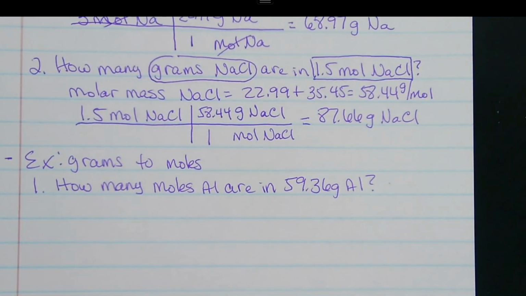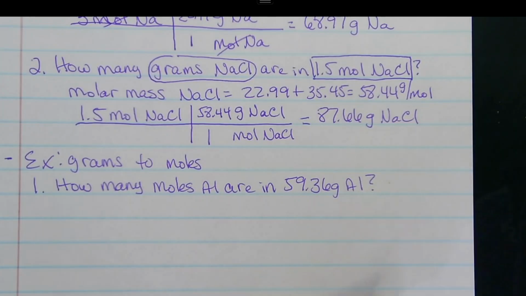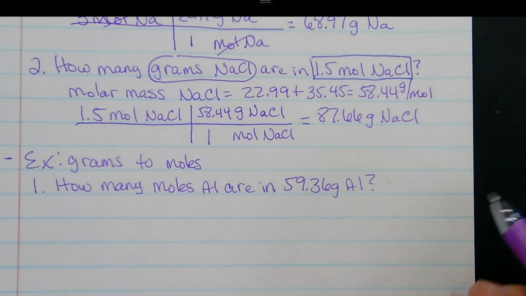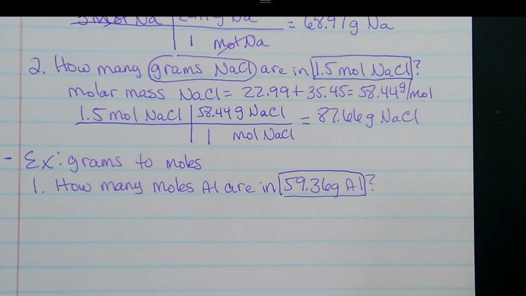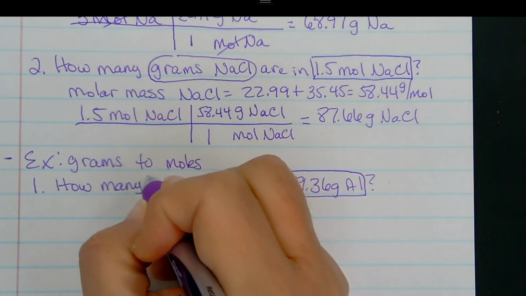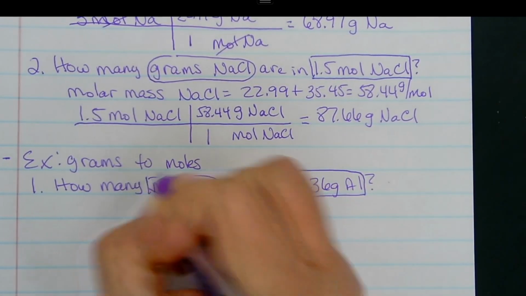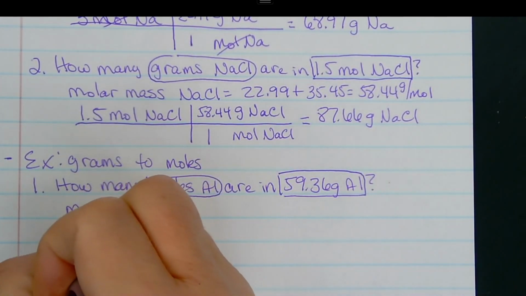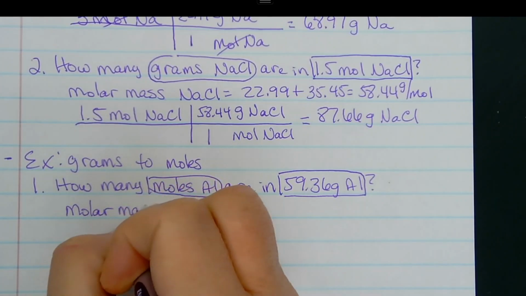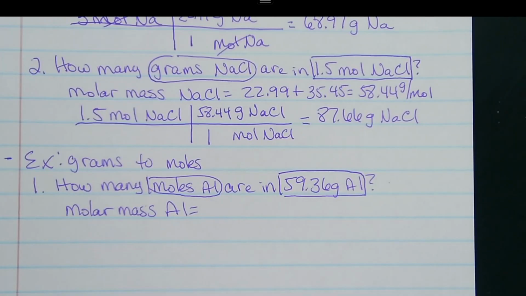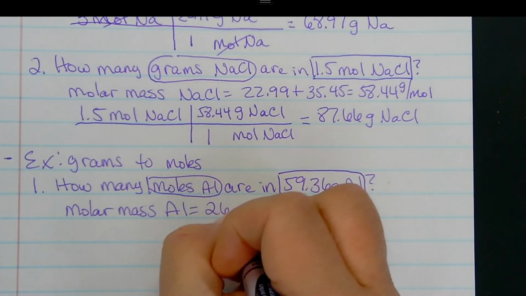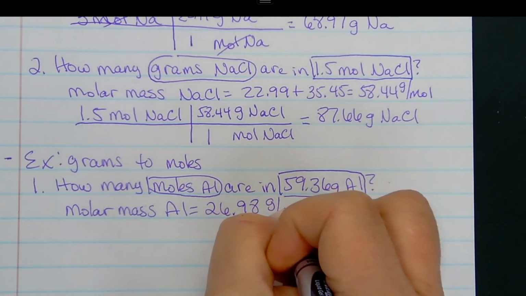So we're going to box our given. What's our given in this one? What is it giving us? 59.36. Good. 59.36 grams of aluminum. What does it want us to figure out? Moles of aluminum. So we're going to circle that. We're going to calculate our molar mass of the compound or element that we're doing. So it's aluminum, and if you look on the periodic table, aluminum is 26.98 grams per 1 mole.